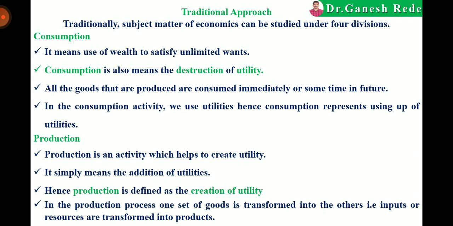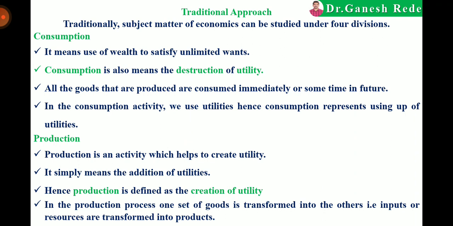Now we will discuss one by one. First one is the traditional approach. In the traditional approach of economics, they have divided it into 4 parts or 4 divisions, that is consumption, production, exchange and distribution. So first one is consumption. As we know, consumption means use of wealth to satisfy unlimited wants. On the other hand, consumption is the destruction of utility. Question may be asked in fill in the blanks: dash dash is the destruction of utility. Then the correct answer is consumption.